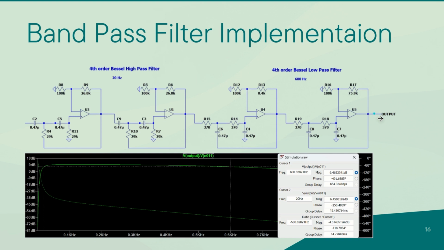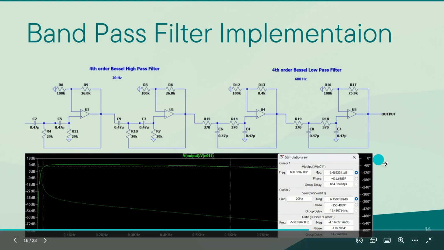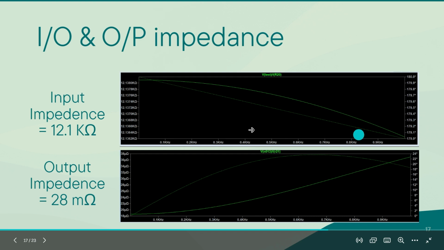After implementing both the high pass and low pass filters, we combined them to create a fourth order band pass filter. This combined filter was able to filter out any unwanted noise in the signal and provide us with a clear and clean heart sound waveform. So this shows our high pass filter, this shows our low pass filter, and we have cascaded them to get our desired frequency range.